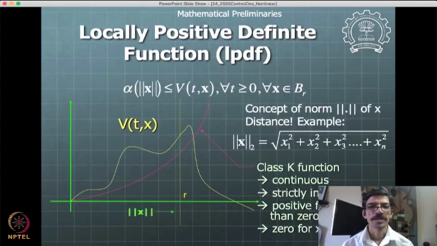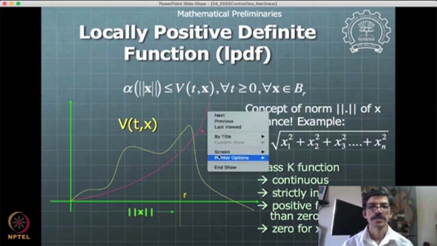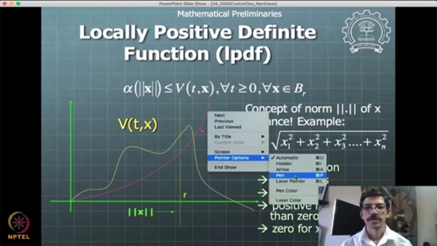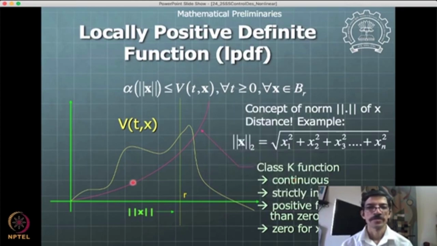Okay, so this class K function is a monotonically increasing function. Okay, so it is continuous, strictly increasing. This class K function, if you see this, it is strictly increasing. So this is a strictly increasing function here, a continuous function, and positive for x other than 0.